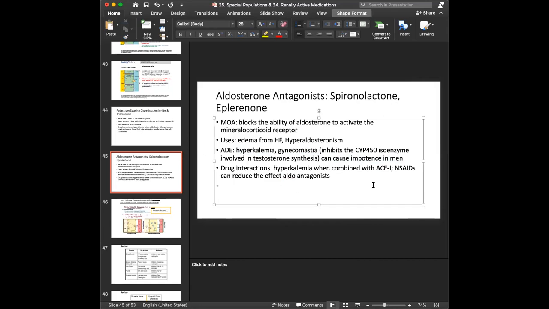Hyperkalemia is a risk when combined with ACE inhibitors or ARBs, so of course, don't combine them. And then NSAIDs can reduce the effect.